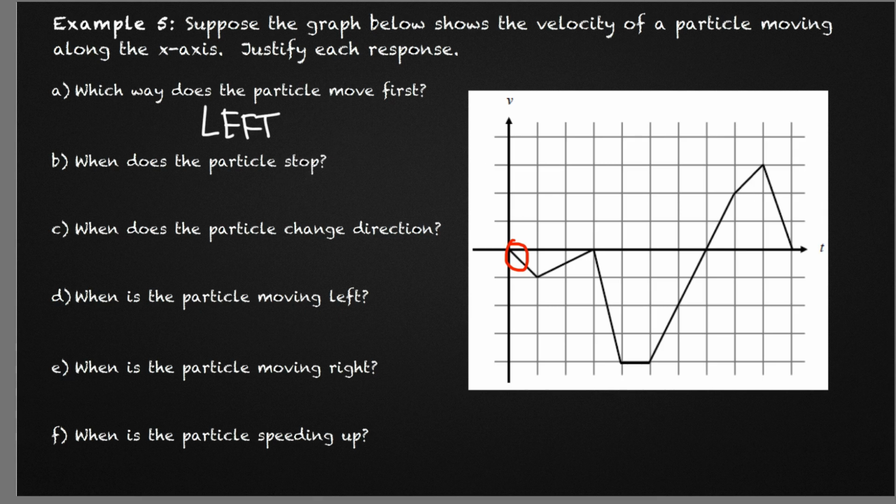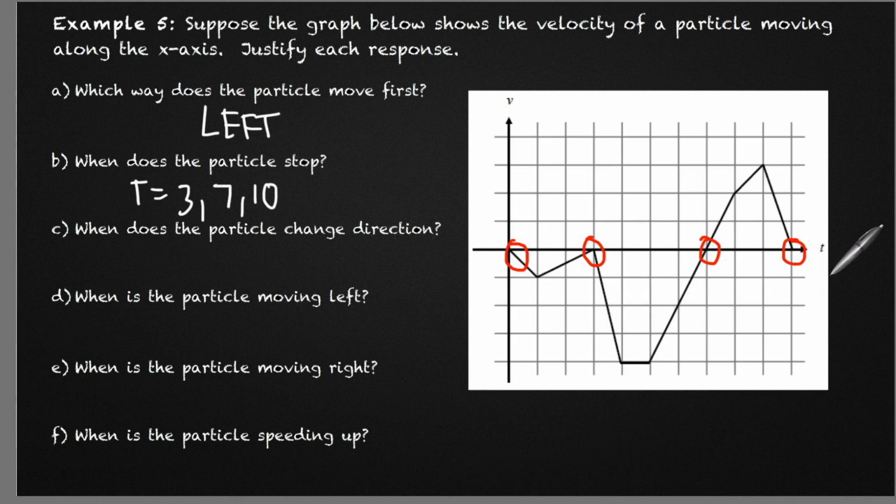When does the particle stop? A particle is at rest whenever its velocity is 0. So the velocity is 0 there, the velocity is 0 there, the velocity is 0 there. So at t equals, looks like 4, and let's see, 3, excuse me. So 3 and 7 and 10.